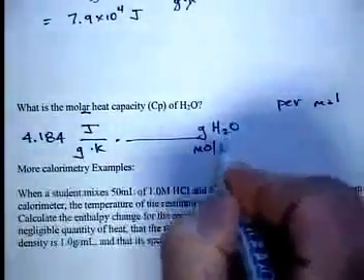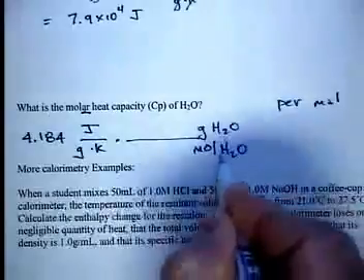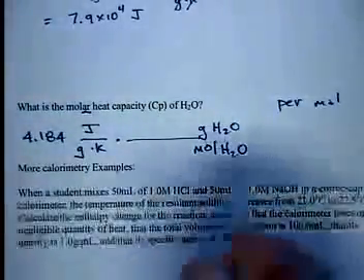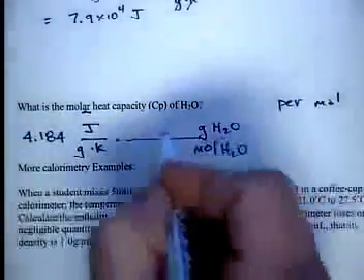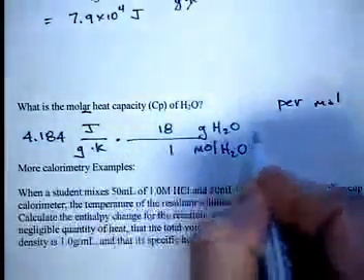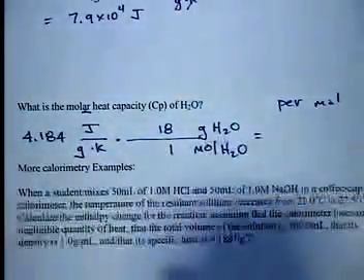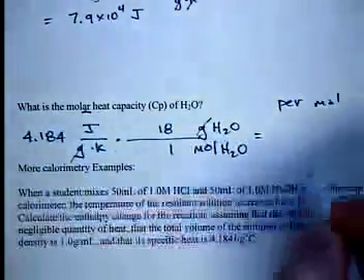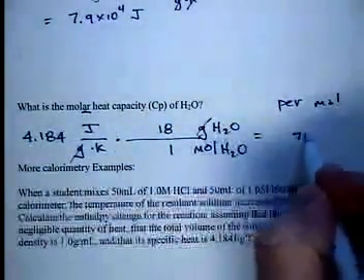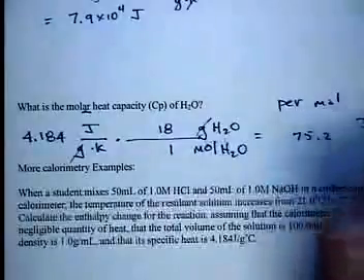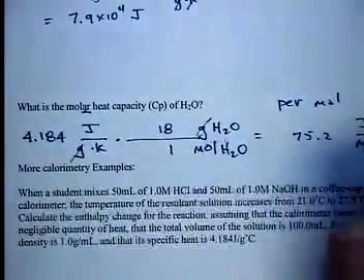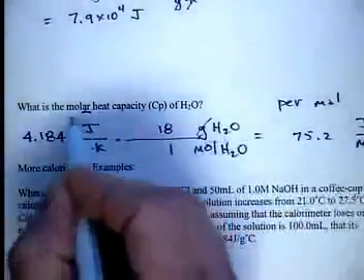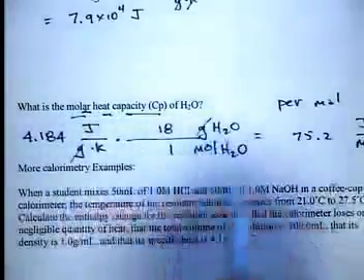And since I'm working with water, I need to look up how many grams there are in a mole from the periodic table. Oxygen's 16, each hydrogen's 1. There's 18 grams in 1 mole. And if I multiply 4.184 times 18, cancel my grams, I end up with 75.2 joules per mole times Kelvin. This is called the molar heat capacity of water.